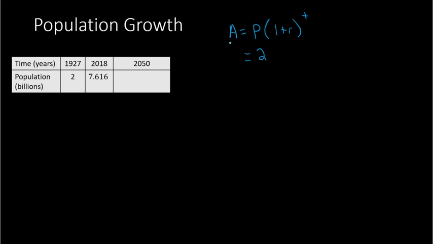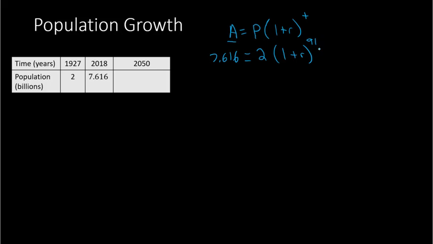That's what you're starting with. The ending amount is going to be 7.616. That's what we ended with in 2018. And then you do 1 plus r to the t power. T is time in years. So how many years transpired between 1927 and 2018? Well, 1927 to 2000, that's going to be 73 years, plus 18, it's going to give you 91 for the number of years. So between these 2 years of 1927 and 2018 was 91 years.